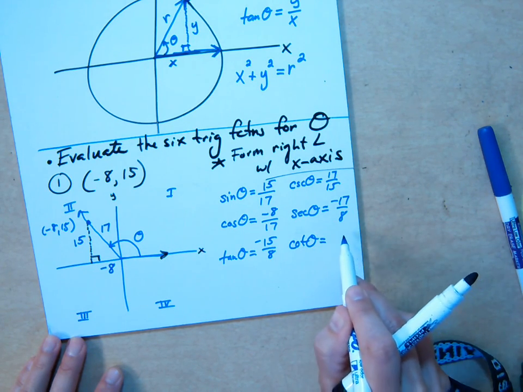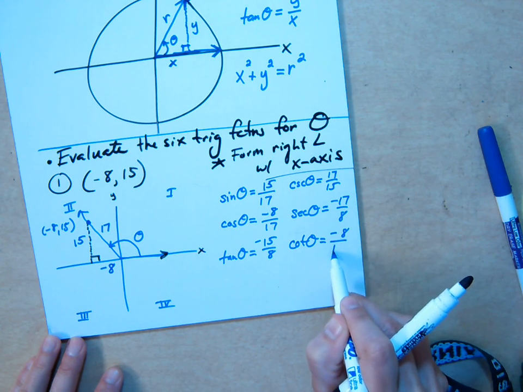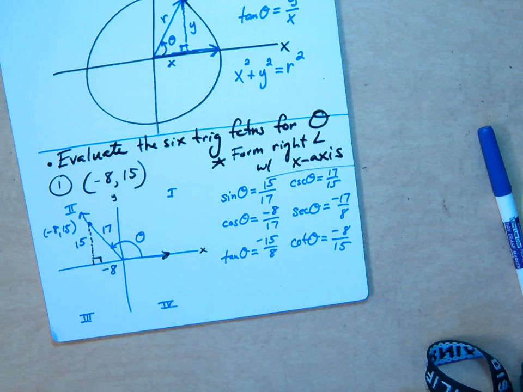Cotangent is, and so that's one complete example. I want to do one more example on the next board, so be sure you have that. I'm going to go to the next one.